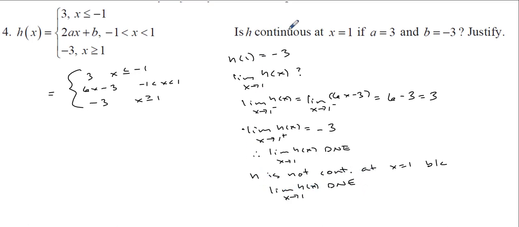Is this function continuous at -1? That could be the other question we ask, right? Well, you do the exact same thing. What's h of -1? That's 3. What's the limit as x approaches -1 from the left? That's 3. What about h approaching -1 from the right? Plug in -1 here. That makes -9, right? So would this function be continuous at x equals -1? No, because the limit does not exist at -1 again, right? Okay? Are we good? Okay.